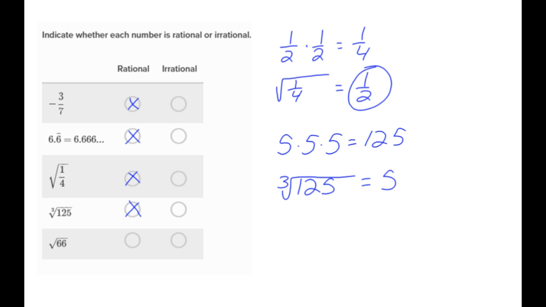The square root of 66, that goes on forever and ever, doesn't repeat, doesn't terminate, so that is irrational. Good luck.